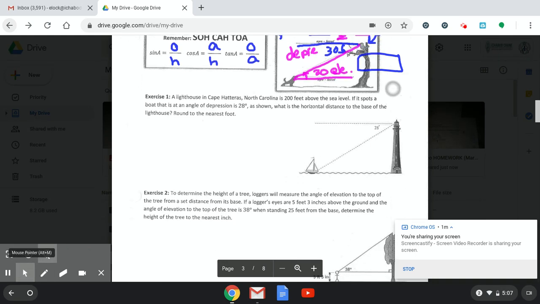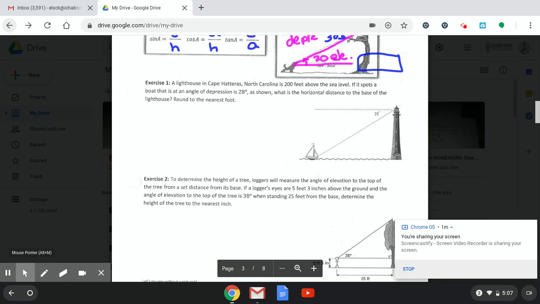we have a lighthouse in Cape Hatteras, North Carolina, that is 200 feet above sea level. If it spots a boat at an angle of depression of 28 degrees as shown, what is the horizontal distance of the boat to the base of the lighthouse? And what that means is how far is that boat going to be from the base of the lighthouse? So that's the measure we're looking for. The other digit they gave us was 200. That's going to be the height of the lighthouse.